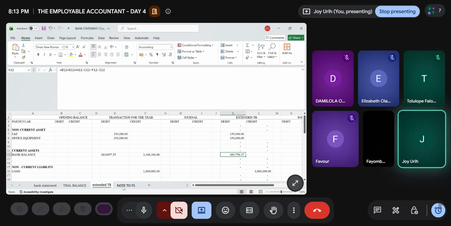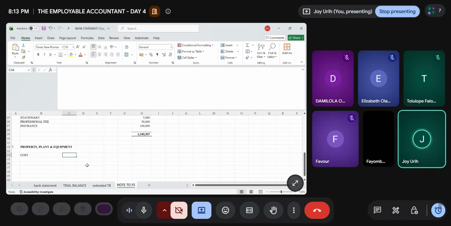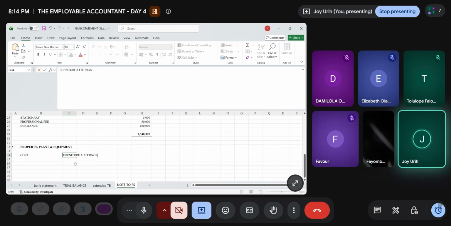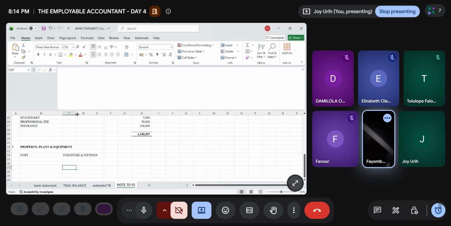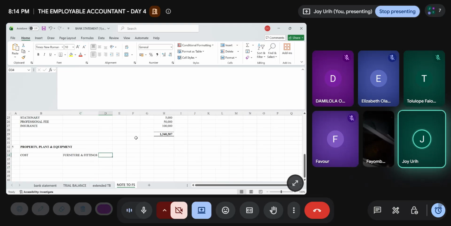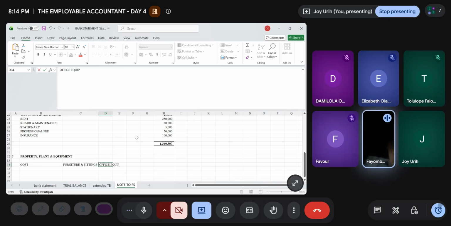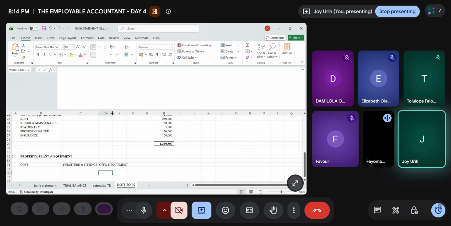Thank you. The first asset here is furniture and fittings. So I'm going to create a heading here, furniture and fittings. The next asset I have is office equipment. Then I have total.